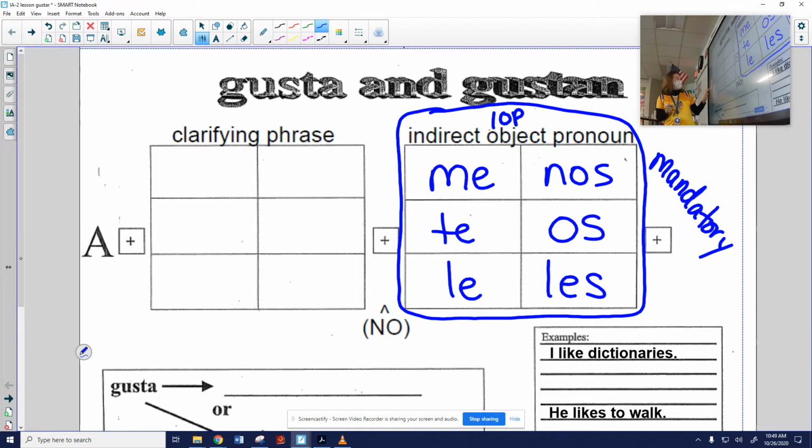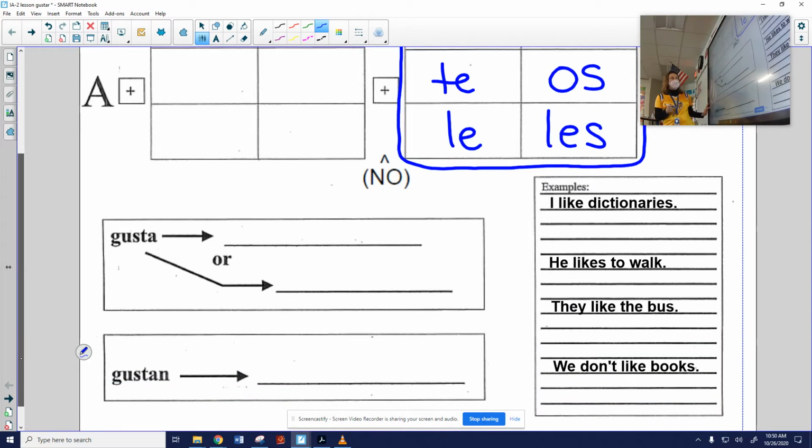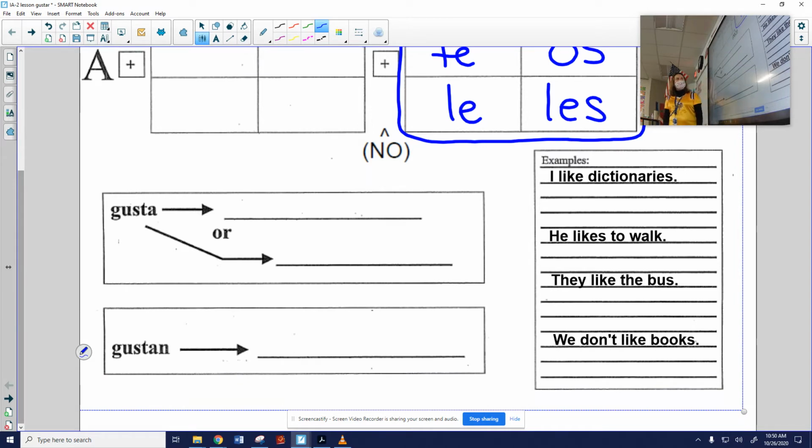Bueno, let's talk about when do we use gusta and when do we use gustan. We use gusta if we're liking something that's singular, a singular noun. Like, I like pizza. Me gusta la pizza. Or, I like Spanish. Me gusta el español.